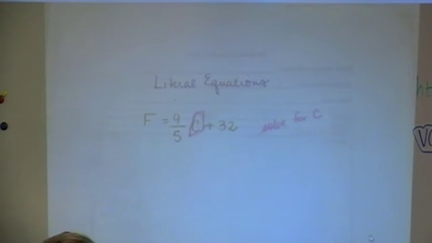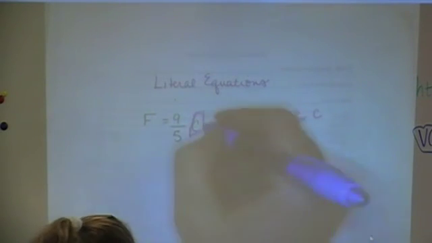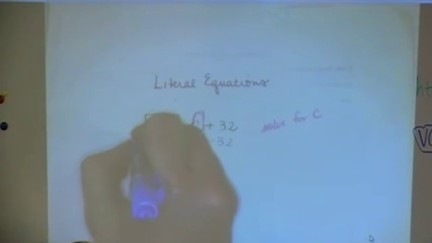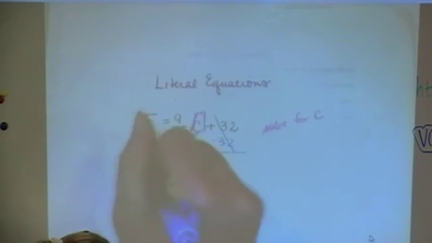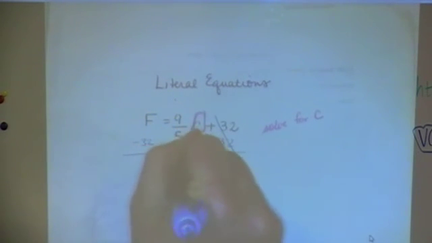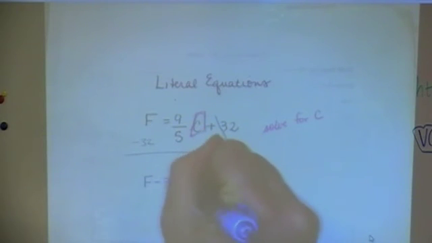So what do you do first? Minus 32. Okay, so now I have F minus 32 equals 9/5 C.